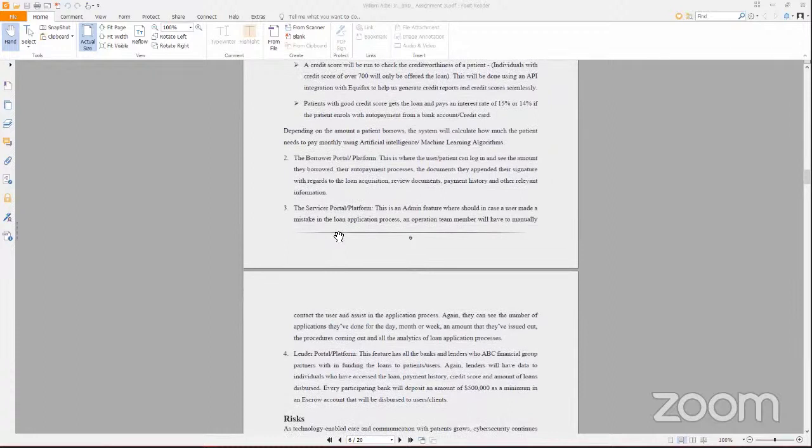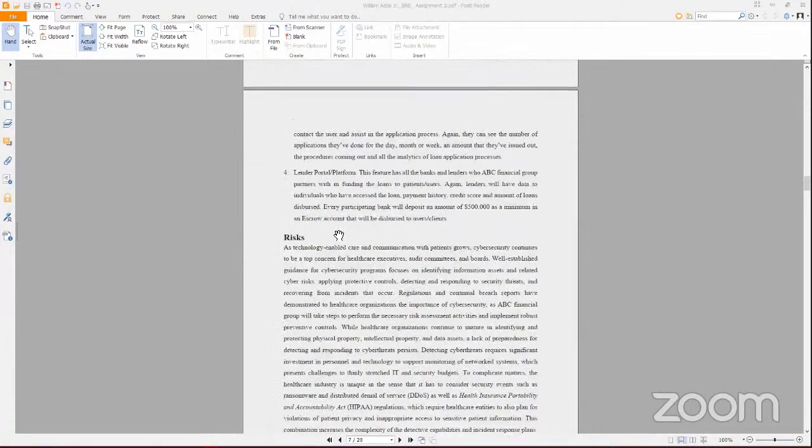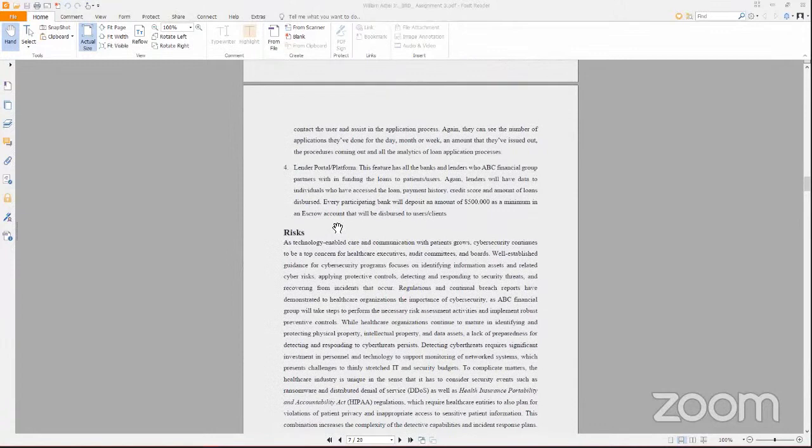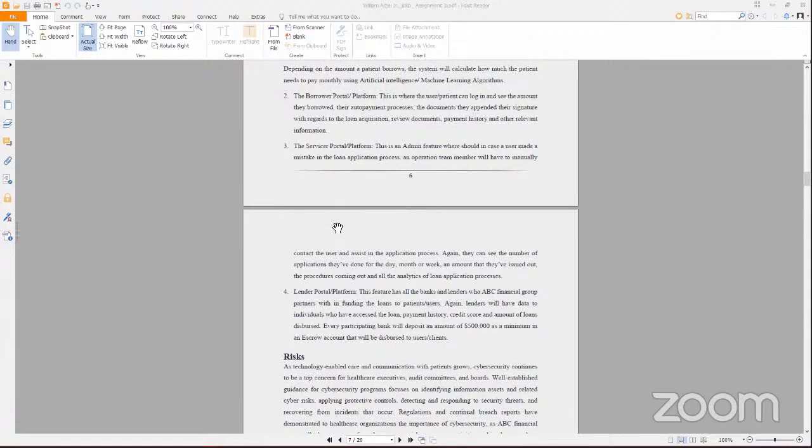We also have the borrower's portal, where the user will be able to log in and see the amount they borrowed, their auto payment process, their payment history, and other vital information. And we also have the servicer portal for the admin, where, in case a user made an error with the loan application process, an operation team member will reach out and assist the user.